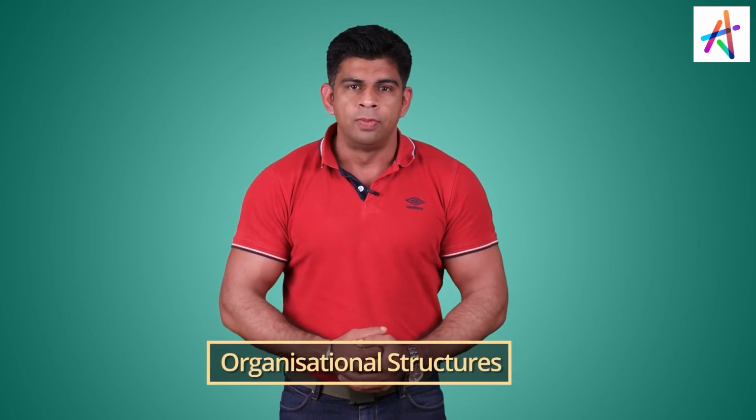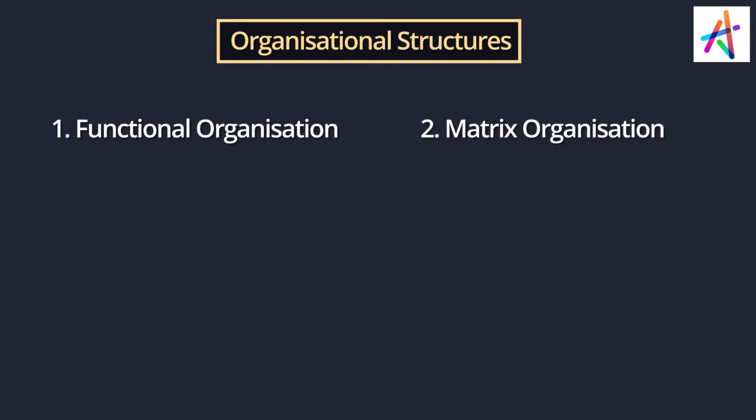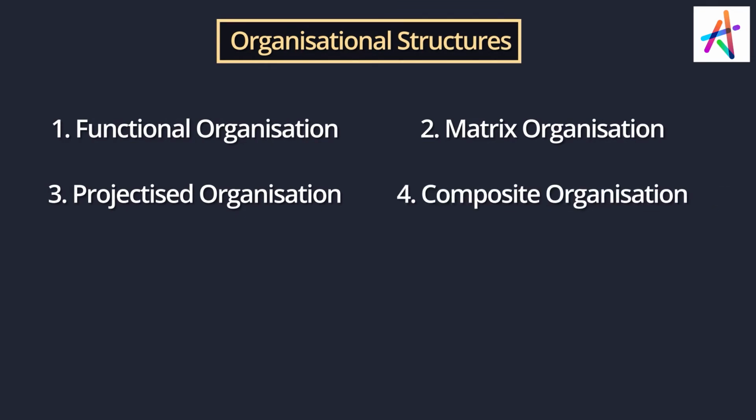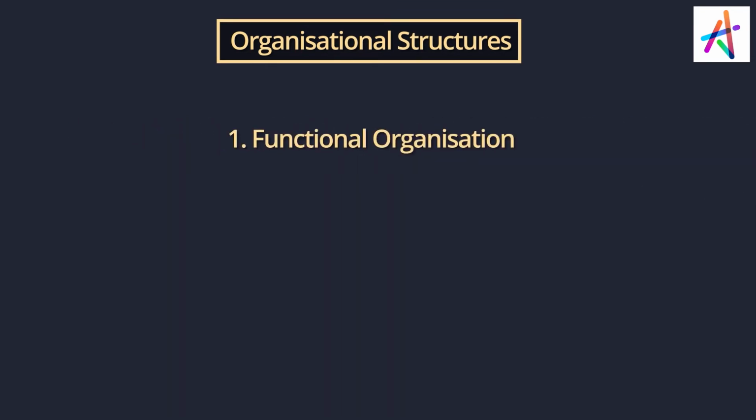Let's now speak about the organizational structures that we have. Primarily, at a higher level, there are 4 types of structures: functional organization, matrix organization, projectized organization, and composite organization. What is functional organization?